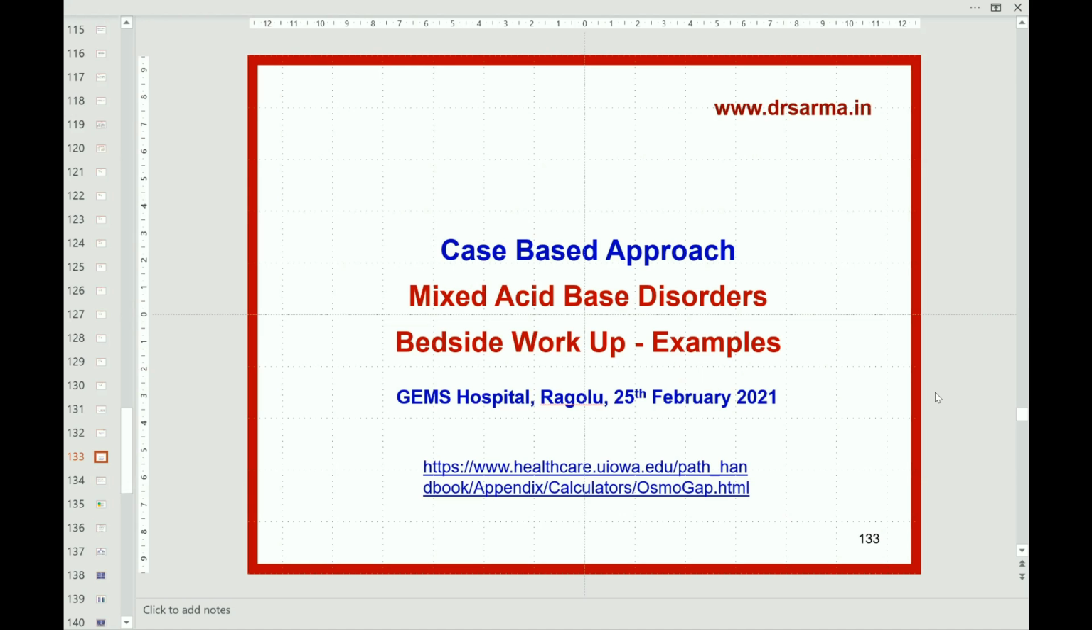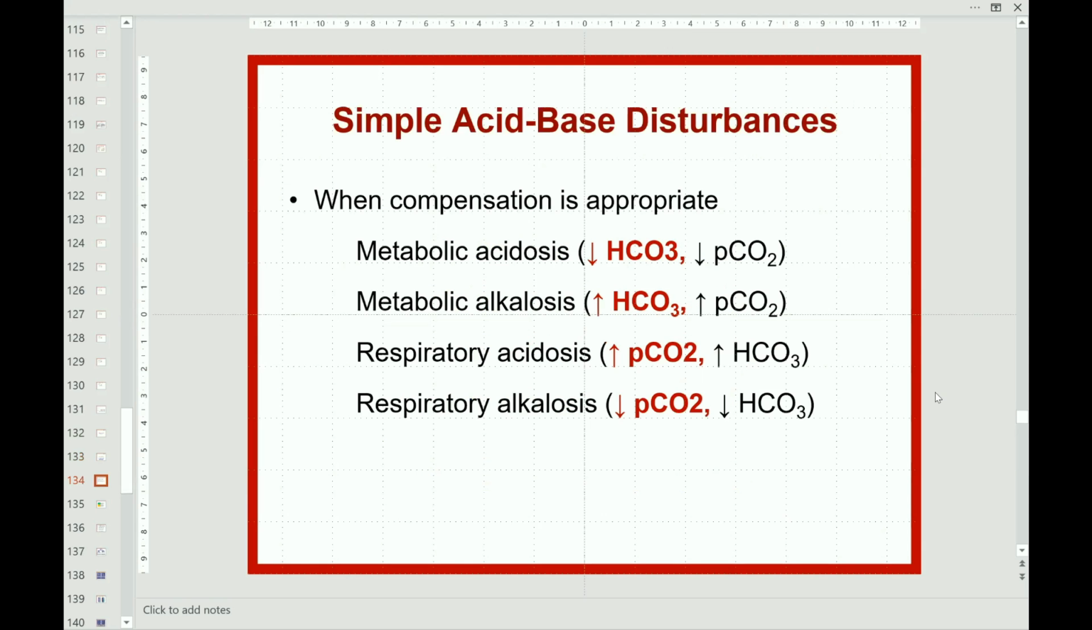Acid-base disorders, mixed acid-base disorders, case-based approach, bedside workup with examples. Now, this slide, all of you are very familiar with. There are two types of acid-base disorders. One is the metabolic type, the other is the respiratory type. In metabolic we have acidosis and alkalosis, and in respiratory we have acidosis and alkalosis.